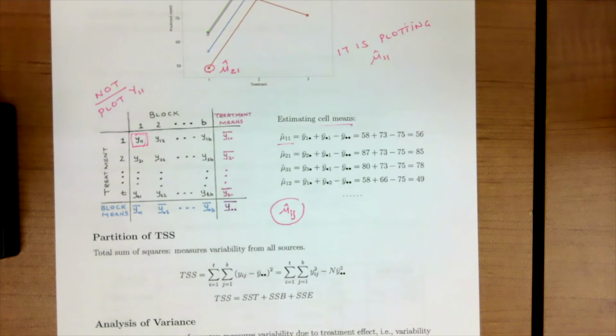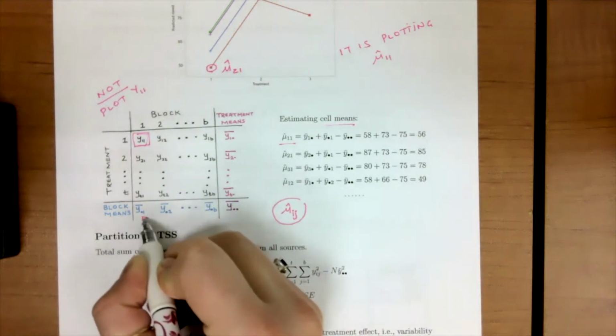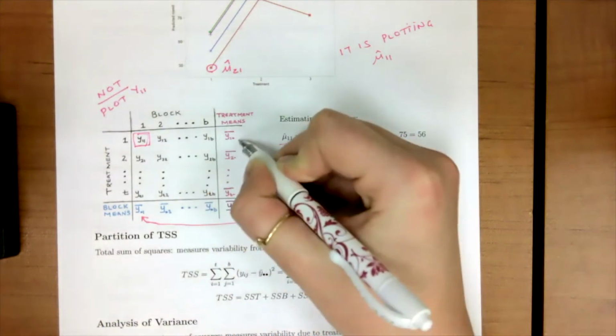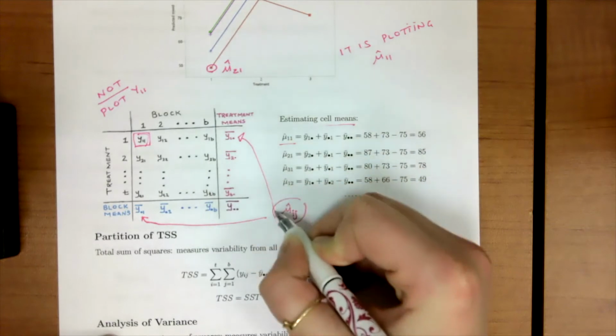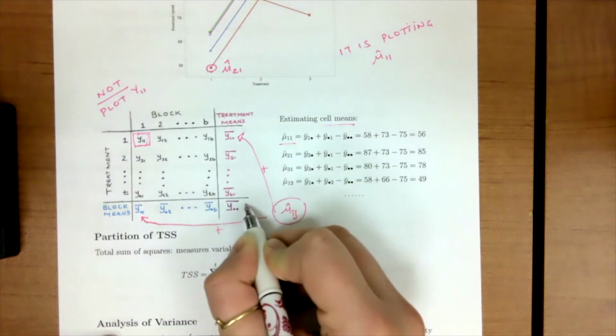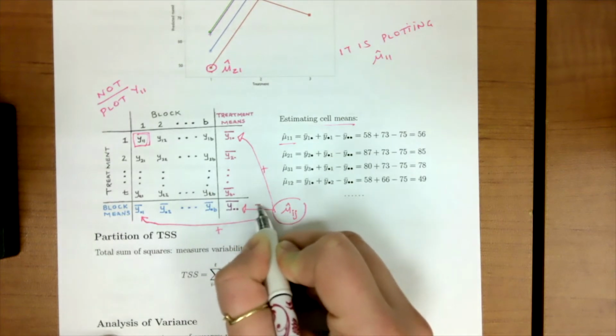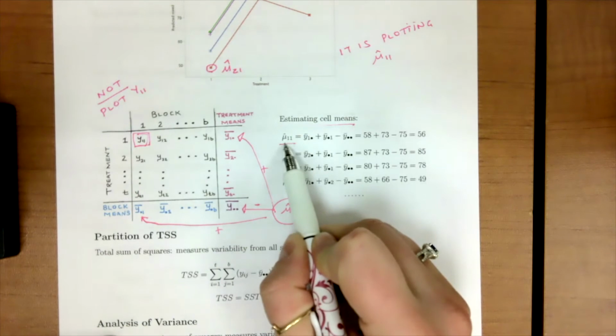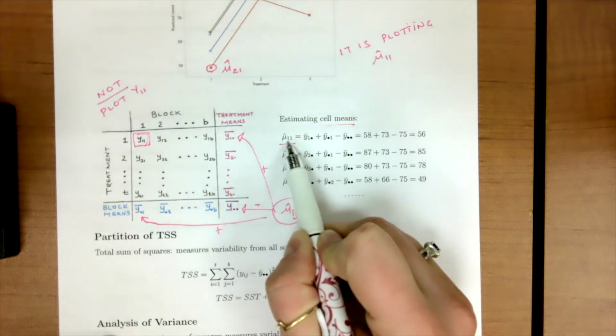So to get this estimated cell mean, we need to take the overall block mean, and we take the overall treatment mean, and then we're going to add those, and then we're going to subtract the overall. Okay, and so that's what we're seeing here for our estimated cell mean for 1, 1.